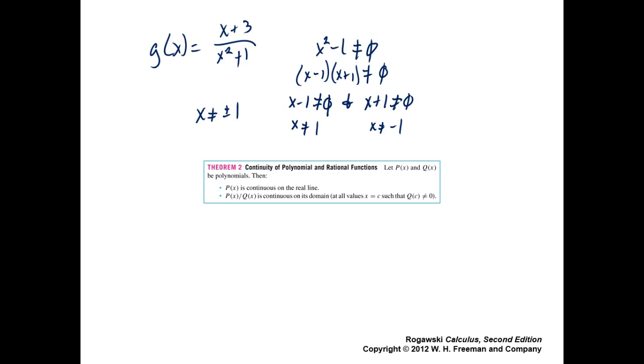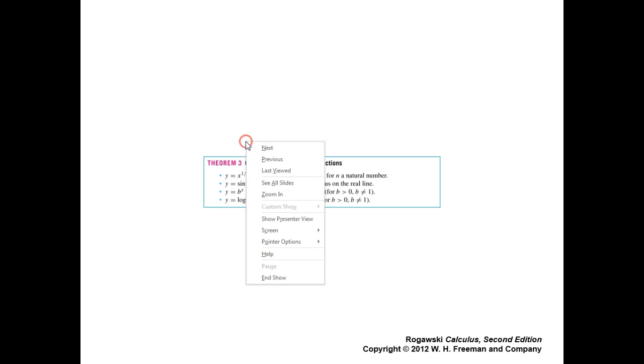Now, let's look at some more functions. Okay, polynomial functions, rational functions. We know what those are. In algebra, what kind of functions did you deal with next, besides polynomial and rational functions? Okay, I'll give you some hint. Some other basic functions. Okay.